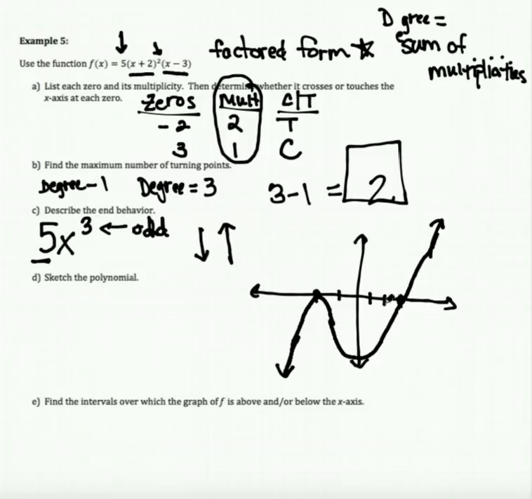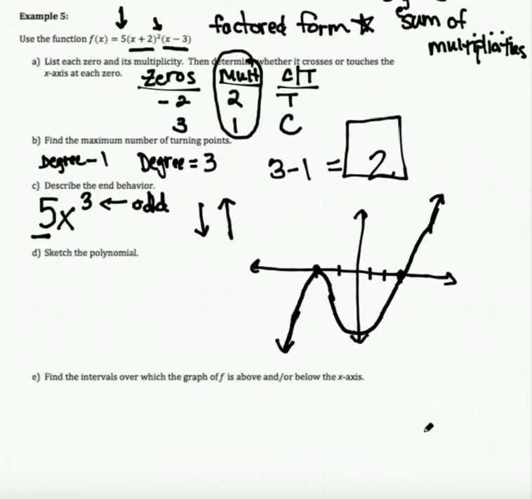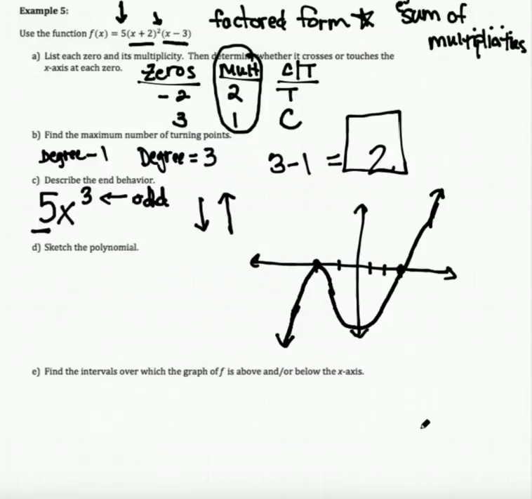Now that sketch is going to help us answer part E. Part E says, find the intervals over which the graph of f is above and or below the x-axis. So we need to look at when it is above the x-axis and when it is below the x-axis. Okay, so we have two scenarios. So I like to just start on the left-hand side, all right? So I'm going to try to highlight it for you, all right? This part of the graph right here, do you agree, hopefully, that it is below the x-axis?